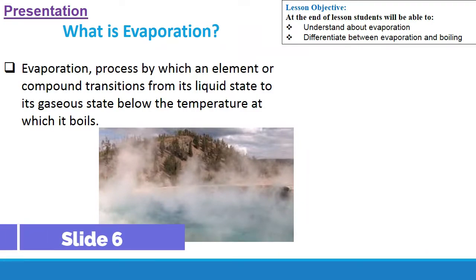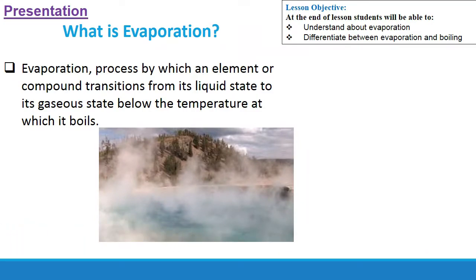What is evaporation? As we just discussed, evaporation is a process by which an element or a compound transitions from its liquid state to its gaseous state. Just focus on these words: liquid state to gaseous state below the temperature at which it boils. This is how you can describe evaporation.